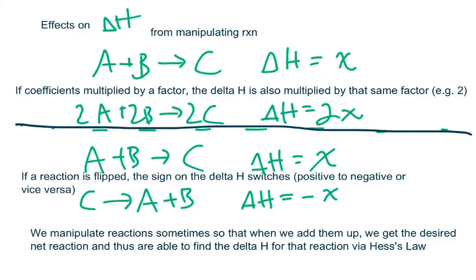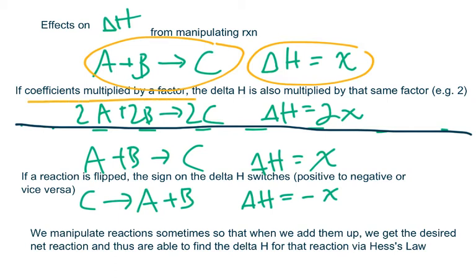So now let's talk about what happens to the delta H when you manipulate the reaction. So in this reaction, I generically labeled A plus B reacts to form C. So this delta H is equal to X, which is a variable. Now, if you multiply all the coefficients by a factor, the delta H is also multiplied by that same factor.